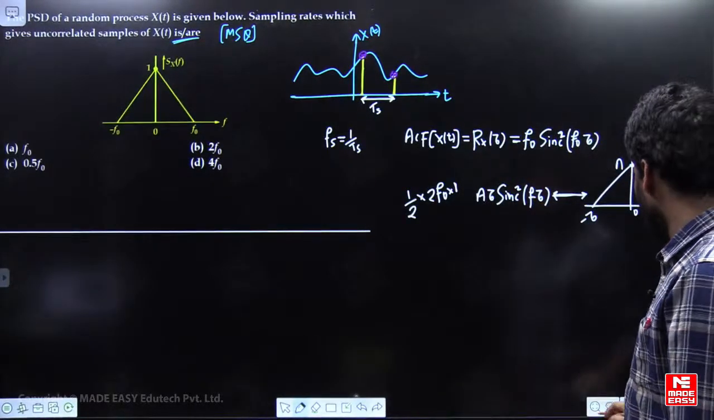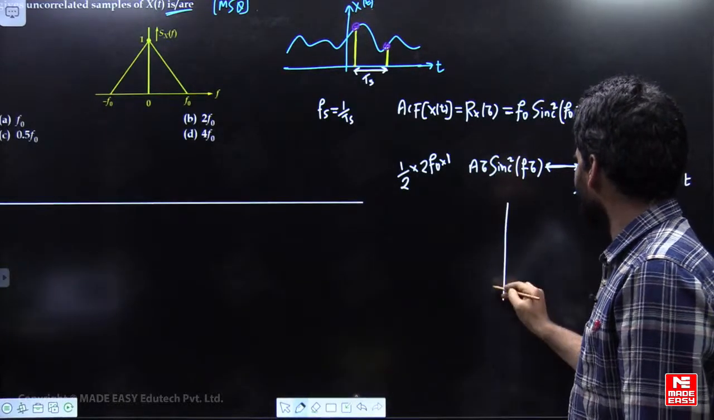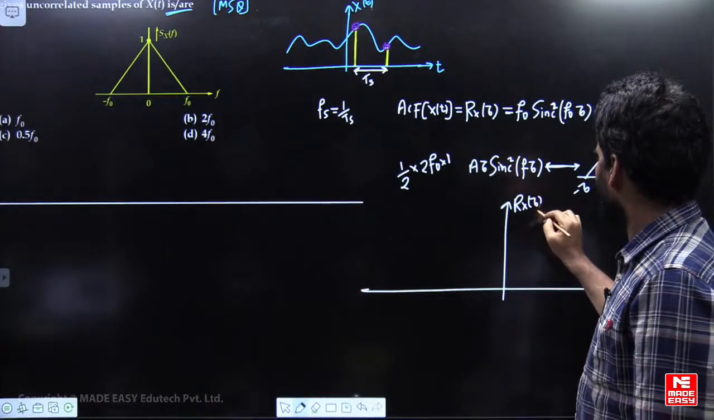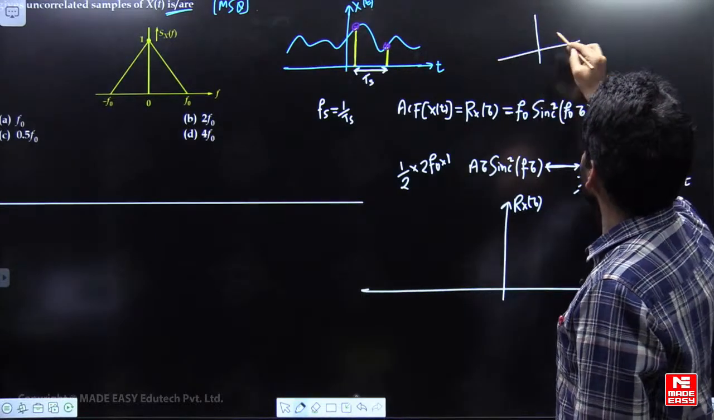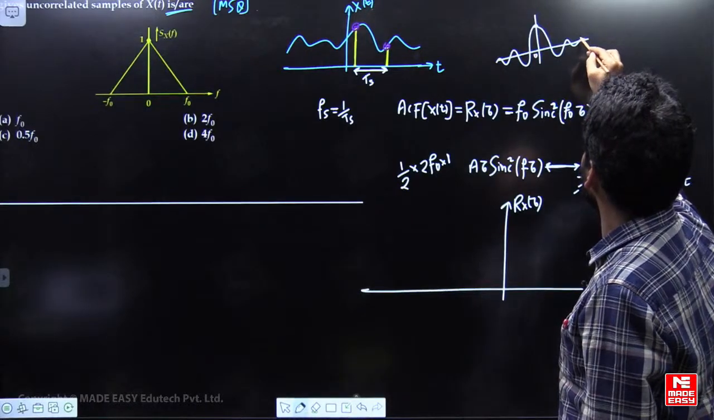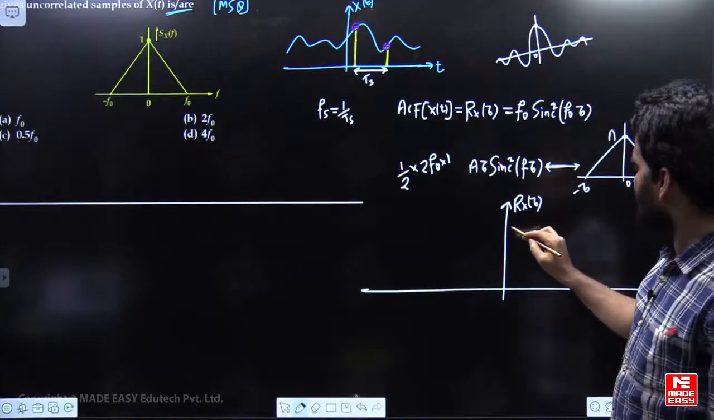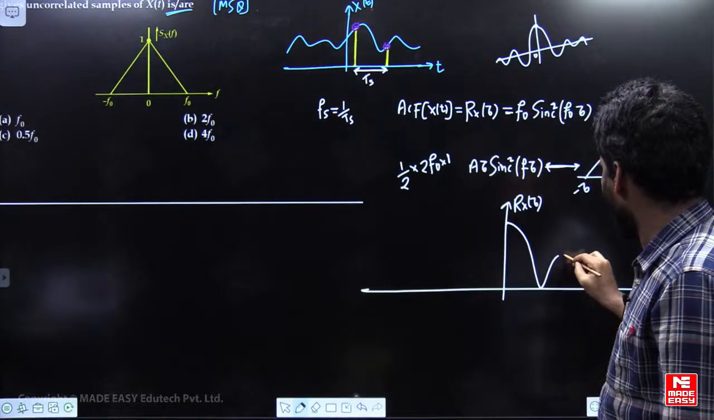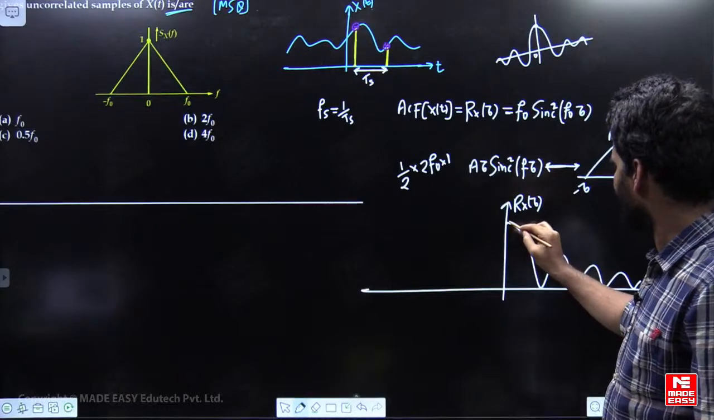Okay, Rx(tau). So if you plot this Rx(tau), this is Rx(tau) with respect to tau. The sinc function will be like this. Actually, the sinc function is going to be like this. If you square it, negative also becomes positive, no? Negative becomes positive. So this is like this.